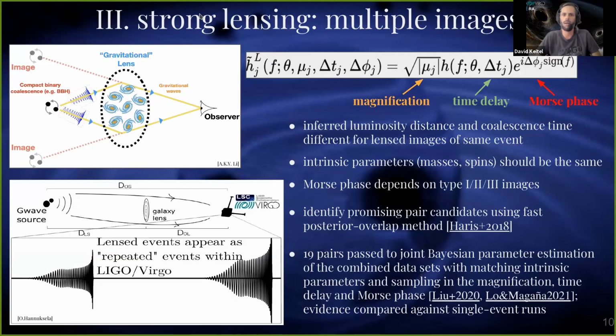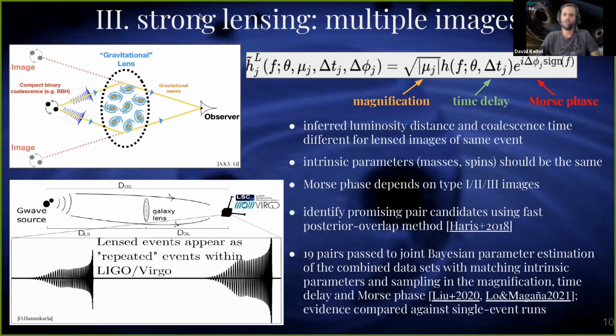Then we continued looking in several ways for multiple images from strong lensing. The idea here is the very same as in the electromagnetic world, but how does it show up in the gravitational wave data? We would get a waveform that depends on all the usual intrinsic parameters like masses and spins, and basically just has 3 changes: an overall magnification factor, different for each image, a time delay between them, and this Morse phase that depends on the image type. The luminosity distance and coalescence time that we infer from it would then be different for each event, but the intrinsic parameters like masses and spins should be the same, with just that Morse phase dependent deformation of each waveform.